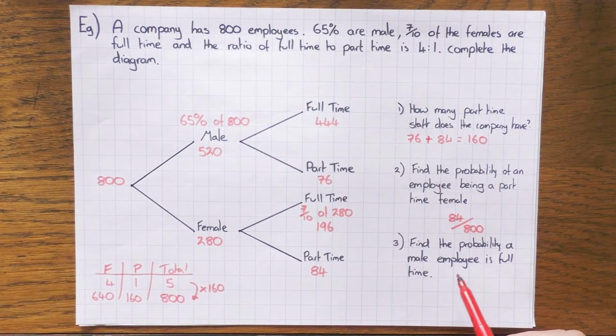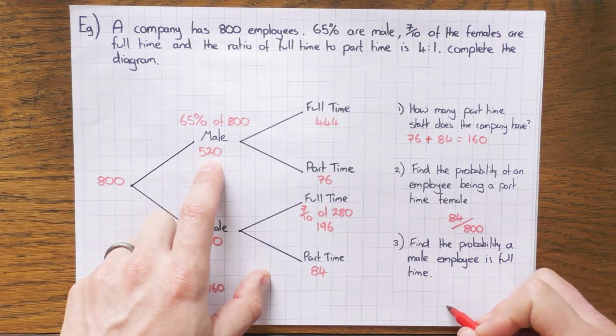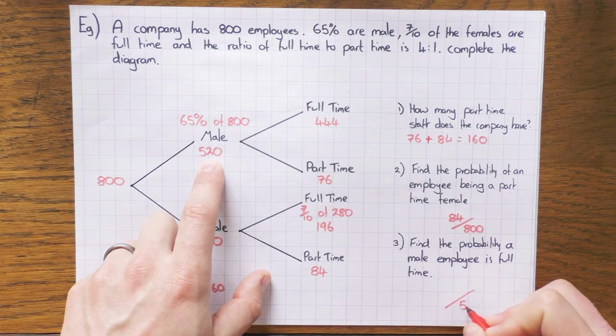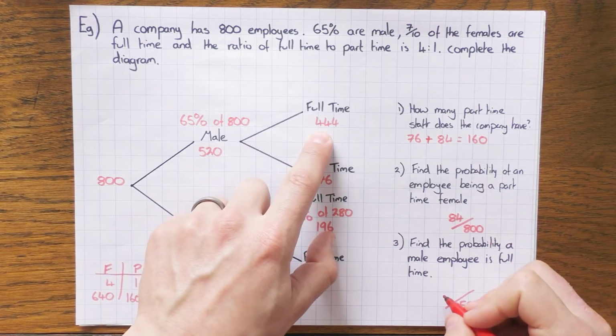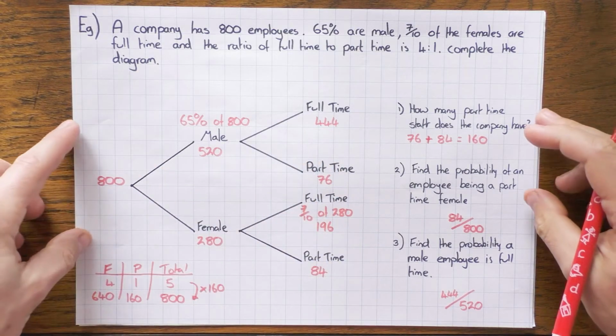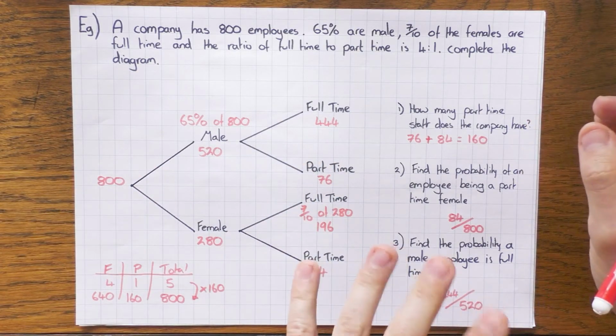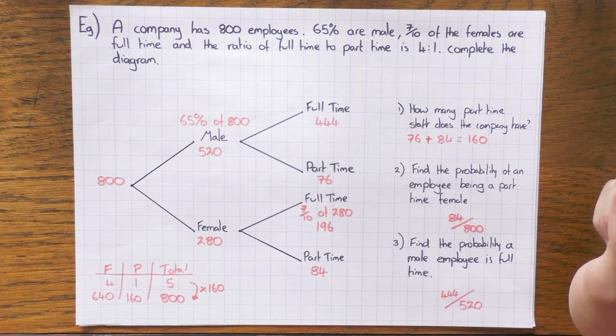And the last one here, find the probability of male employees. This time I'm looking at the male employees. So that's going to be out of 520, because that's how many male employees there are. Full-time, well, there's 444 male employees that are full-time. So again, it's just that language. Just be careful you are getting it out of the right amount there.